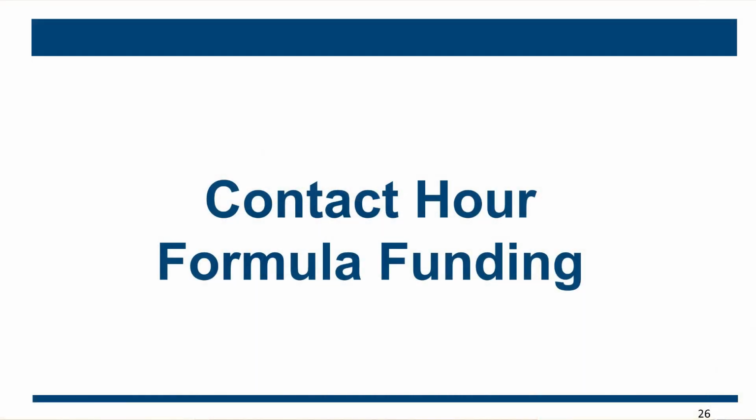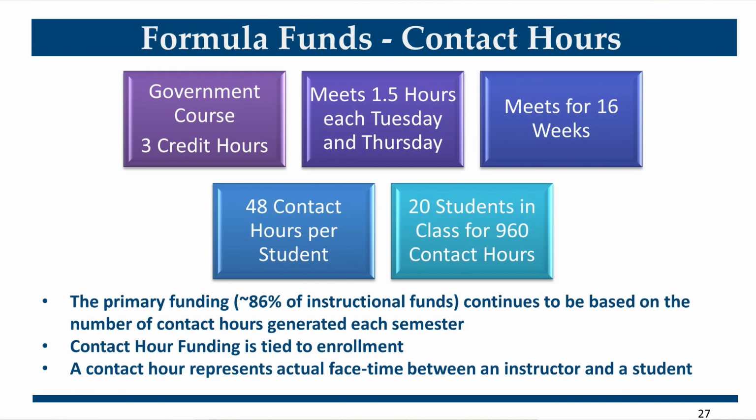Now, contact hour formula funding has been with us forever that I can remember. Actually it didn't start until about 1974, I believe, but then it went to contact hour formula funding. It's the time a student spends in their instructional classroom, basically. Here's an explanation: a government course, 3 credit hours, meets 1.5 hours each Tuesday for 16 weeks, and you get 48 contact hours per student. For a class of an average of 20 students, you get 960 contact hours. That's the largest portion of our funding, about 86%, and it continues to be based on the number of contact hours generated.